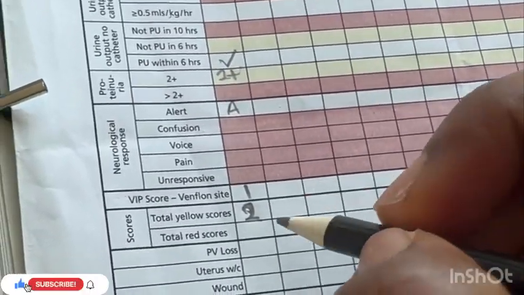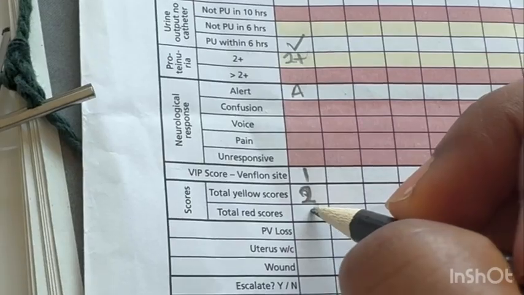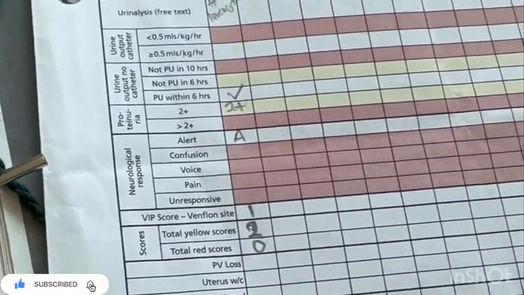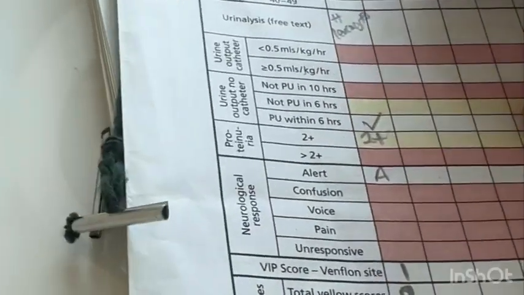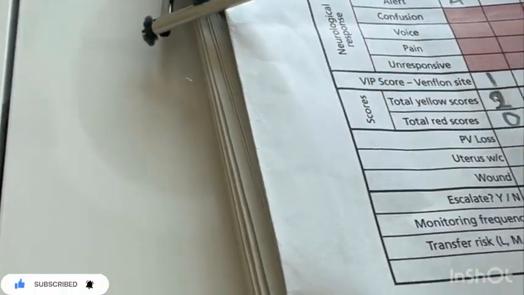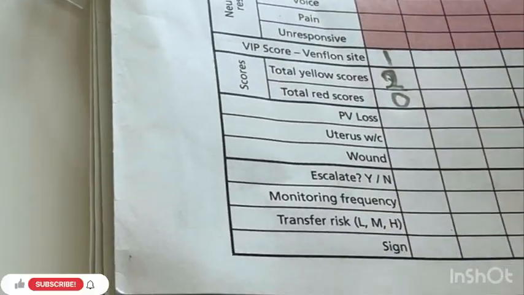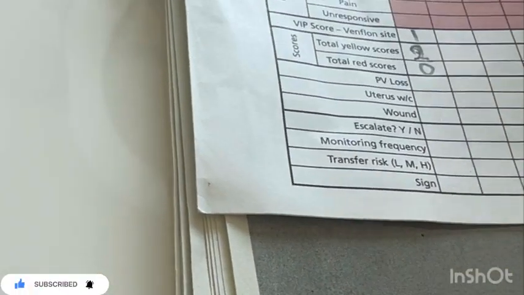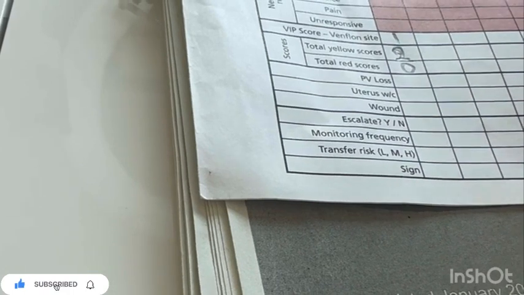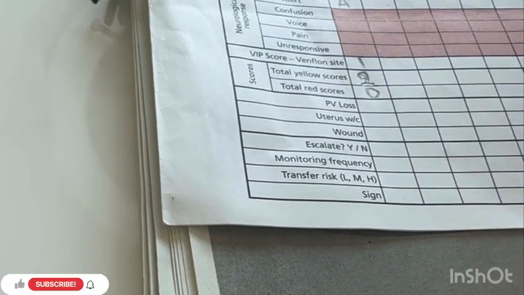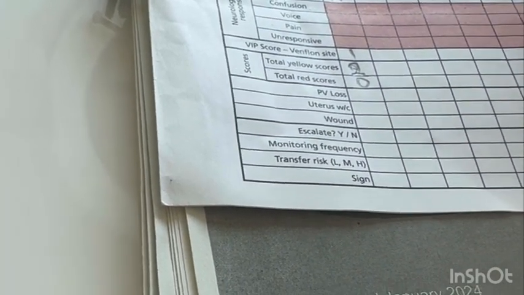So what do we then put there? 0, right? And then because this is a maternity chart, we go further to answer these questions too. Does the patient have any PV loss? So if it's a postnatal scenario, it's going to be maybe lochia. How is the lochia? Is the lochia minimal, moderate, heavy?